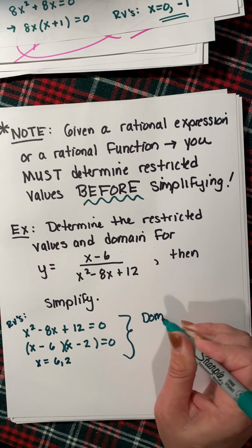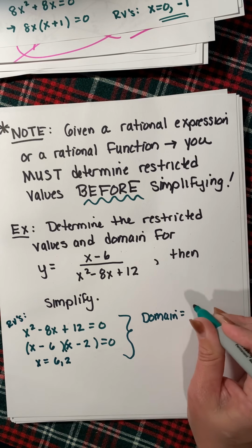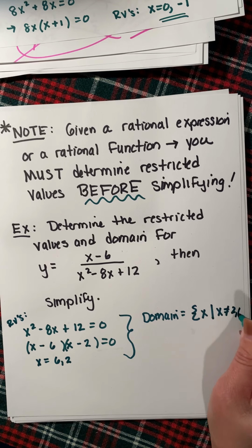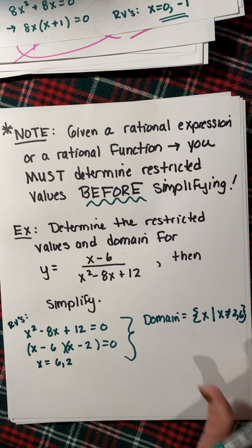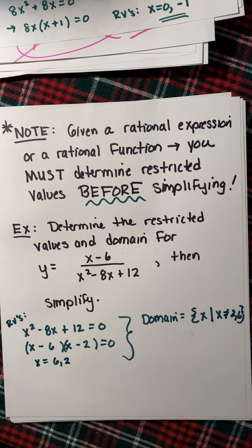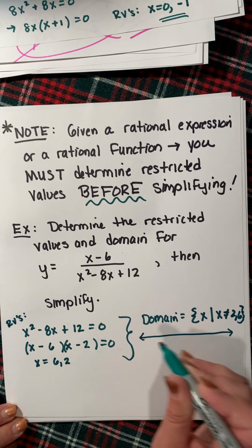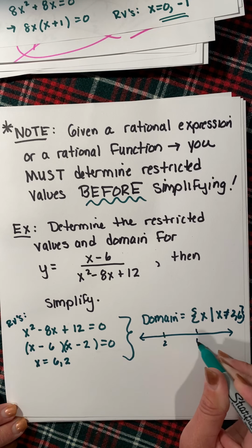Therefore, the domain is equal to any value of x except for 2 and 6. X cannot be 2 and 6. Interval notation, again, I'll put it on the number line. You don't have to do this if you're getting the hang of it.